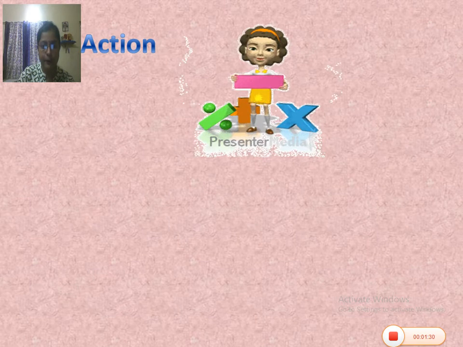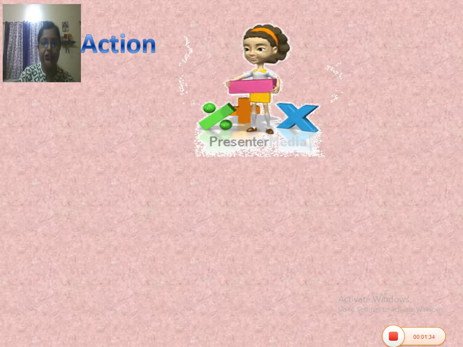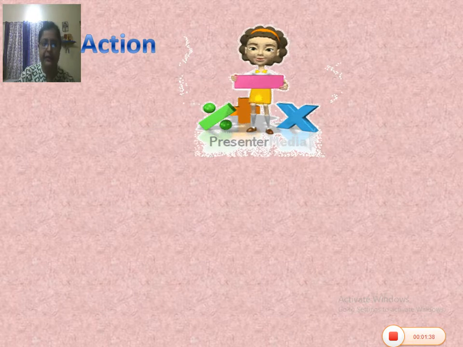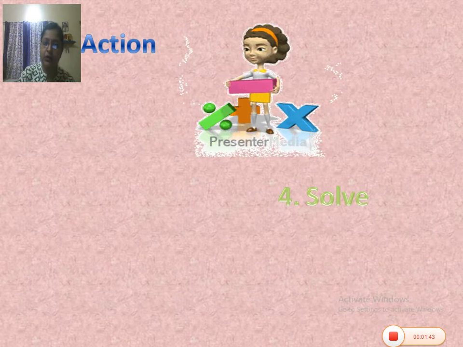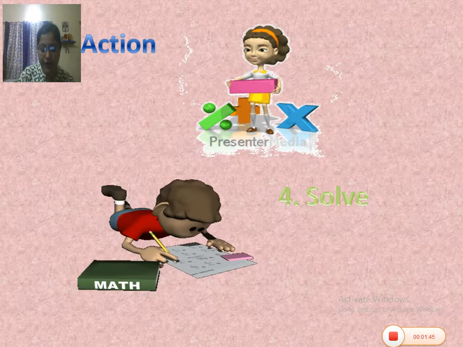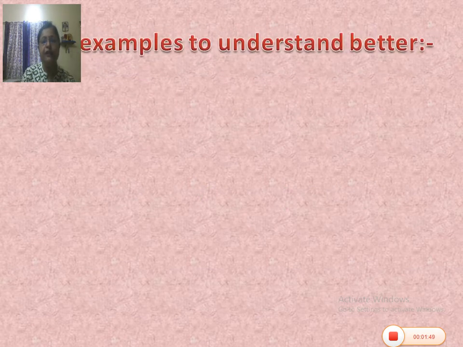So that you can move to your step number 3, which is the action. You'll be able to choose which action to perform over here. The question is demanding which action, addition or subtraction, that you'll be able to understand. And the fourth step is to finally solve the question. So let's take a few examples quickly, children, so that we understand the concept in a better way.